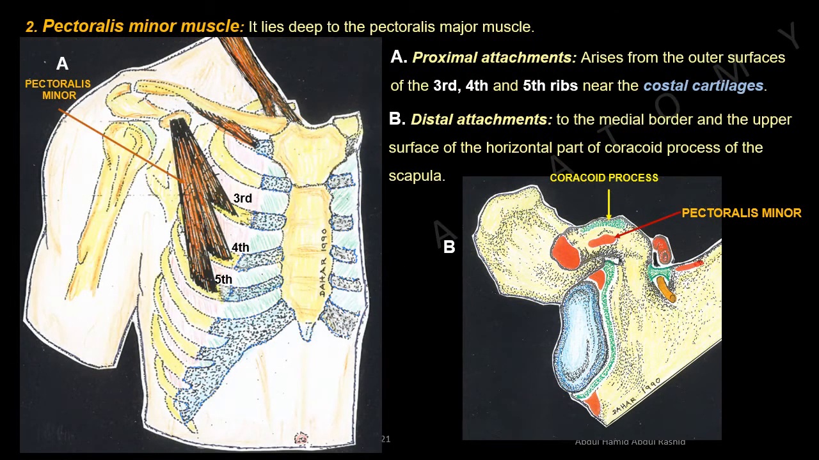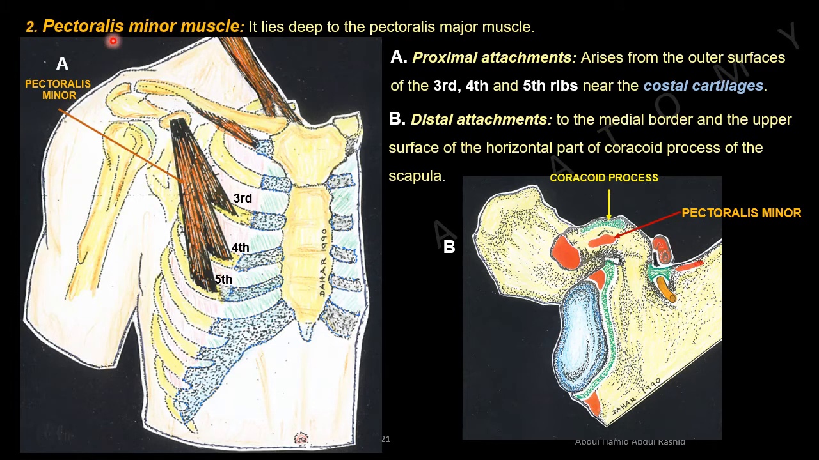The second muscle of the pectoral region is the pectoralis minor muscle. Let's see the diagram first. This is the costae, that is ribs. This is third rib, fourth rib, and fifth rib. And these are the costal cartilages of these ribs. This is the coracoid process. This is the horizontal part of the coracoid process, this is the vertical part, and this is the apex of the coracoid process of the scapula.